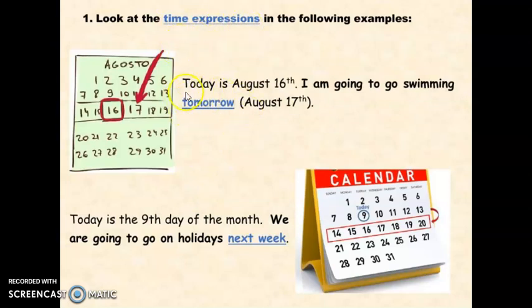Finally, let's see some time expressions that we can use in the future. For example, tomorrow. Today is August 16th. I am going to go swimming tomorrow. It means here. Or next week. Today is the 9th day of the month. We are going to go on holidays next month.